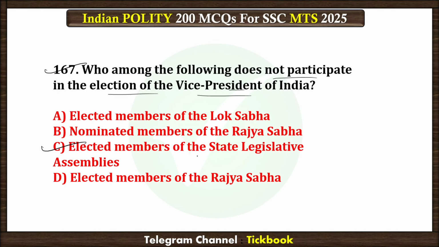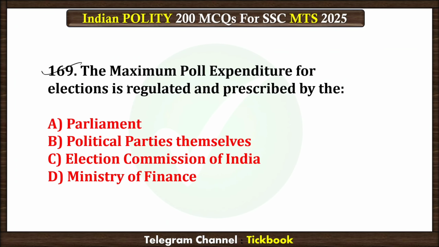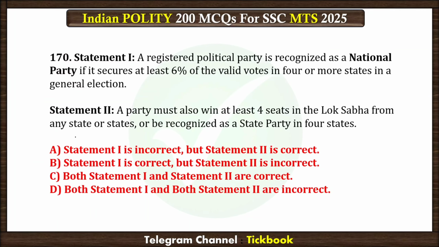Option C, elected members of the state legislative assemblies. 168. The Chief Election Commissioner and other election commissioners have, option B, equal powers and receive equal salary and allowances. 169. The maximum poll expenditure for elections is regulated and prescribed by the, option C, Election Commission of India.